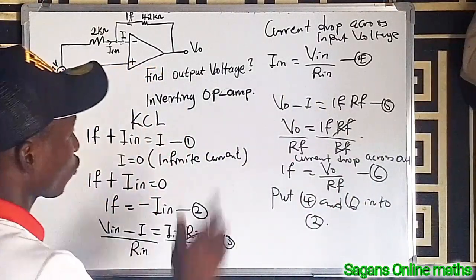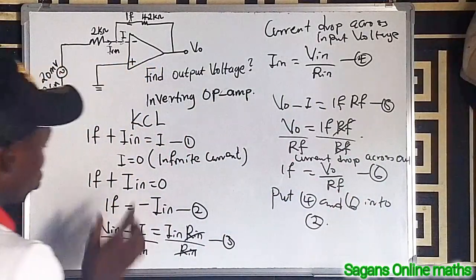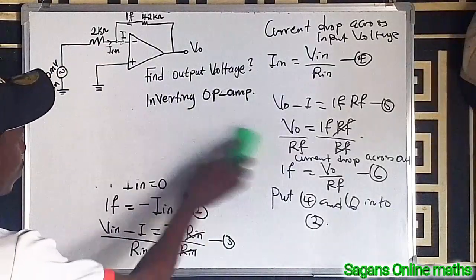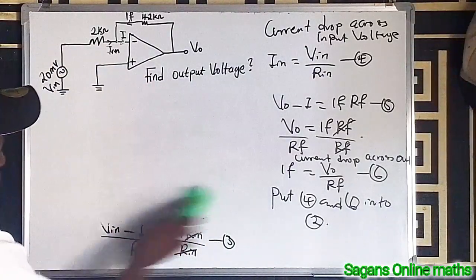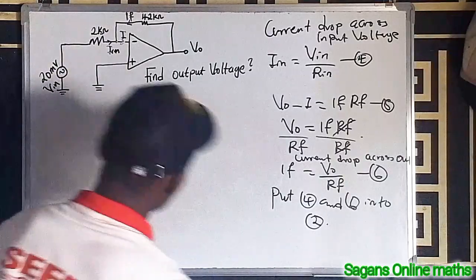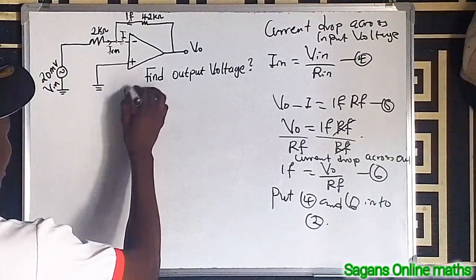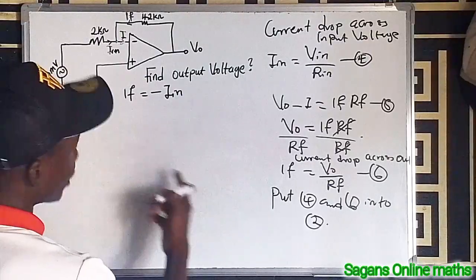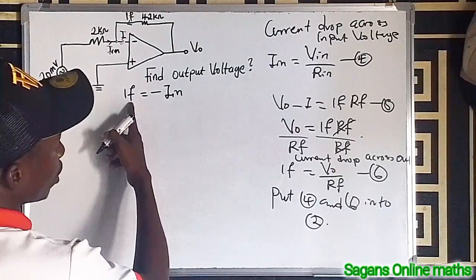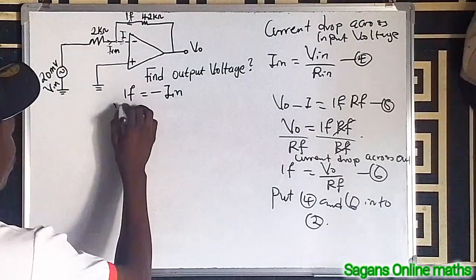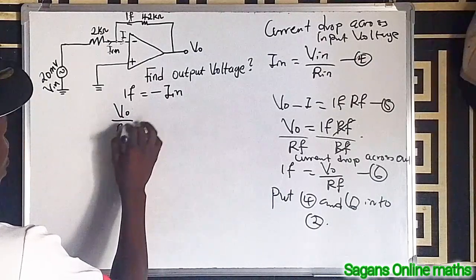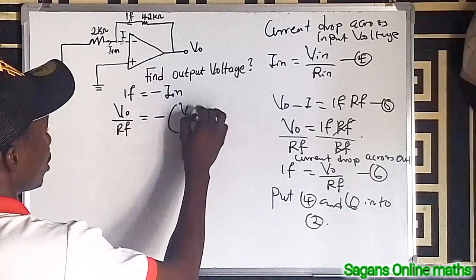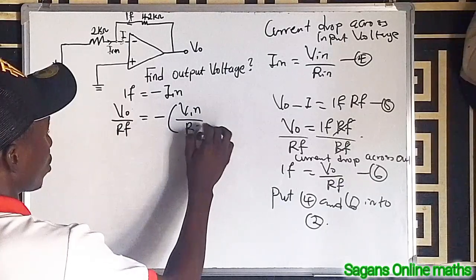Now we're going to substitute equation 4 and equation 6 into equation 2. So let's do that quickly. So I can remove this from here quickly. Now we know that from equation 2 that IF is equal to minus I in. So by substituting this, IF is VO divided by R F equals to minus I in, and I in is V in over R in.